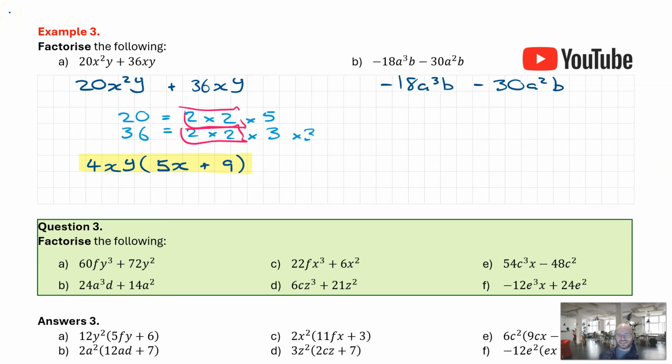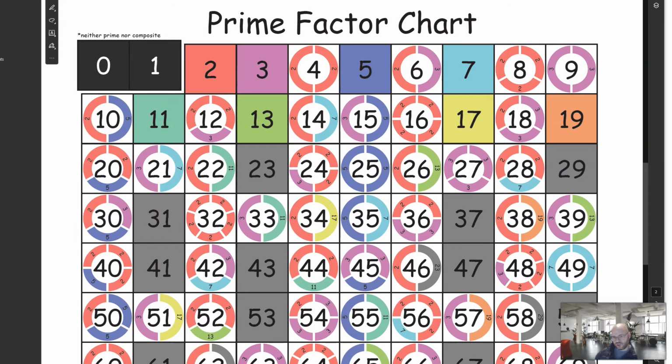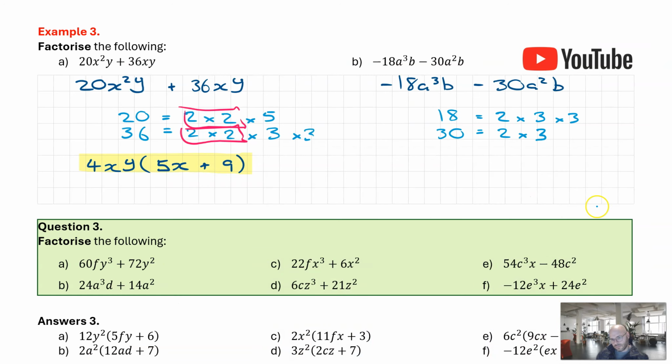We have negative 18a cubed b minus 30a squared b. Starting out, we gather our coefficients 18 and 30. We look for the prime factors. 18 is 2, 3 and 3. 30, on the other hand, is 2, 3 and 5. Common factor across these two is 2 times 3.